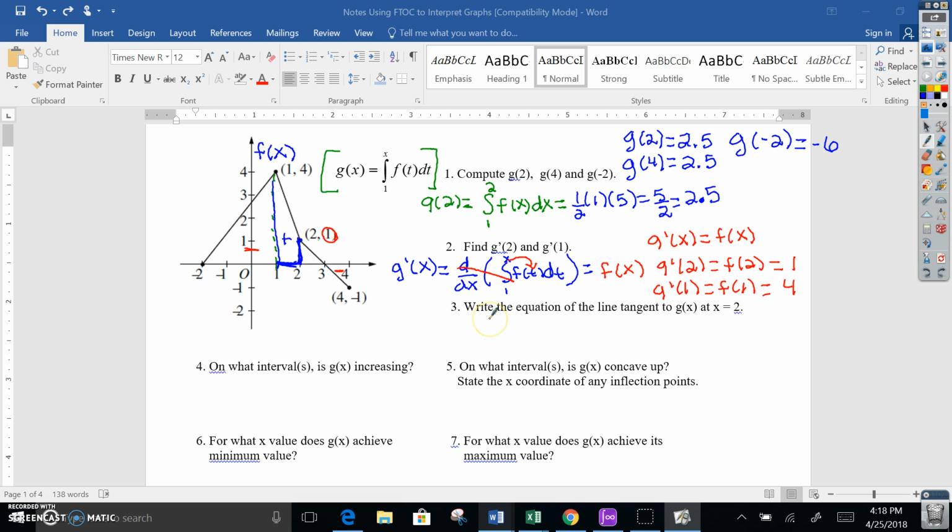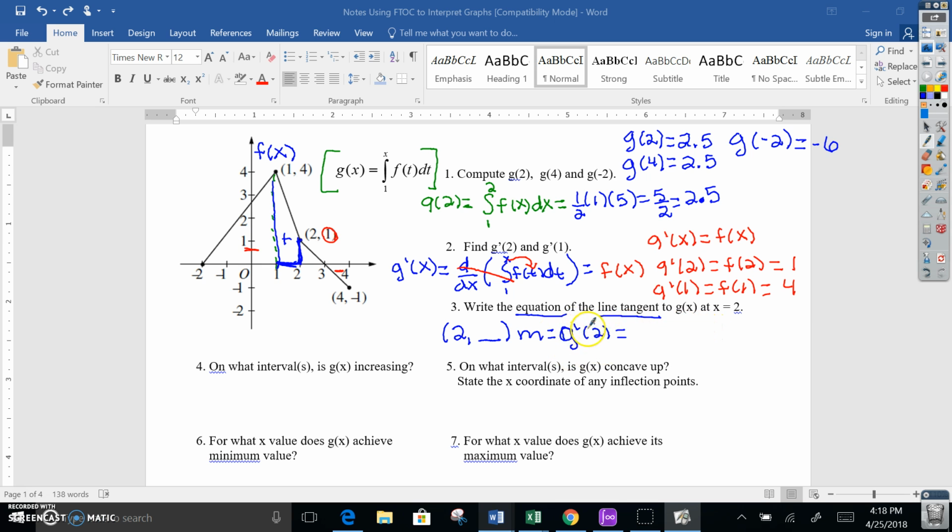Now the next question asks for an equation of a tangent line. Equations of tangent lines require two things. They require a point and they require a slope. So if it's the equation of a tangent line to g at 2, I know that my x coordinate is going to be 2, and I do need to find the y, and I also need to find the slope, and the slope is going to be given by the derivative of g at that specific point.